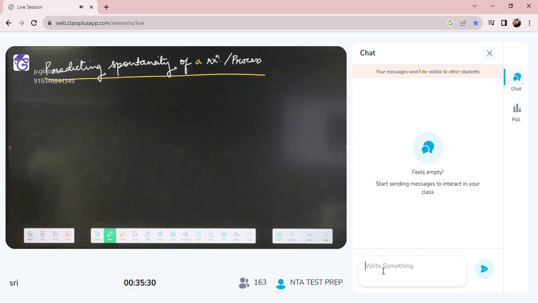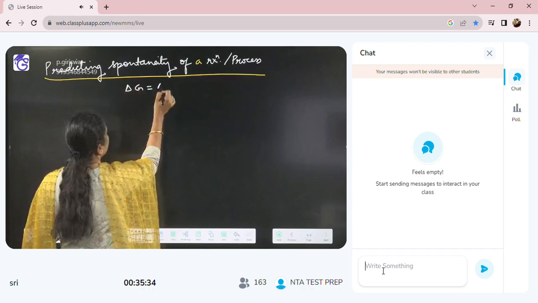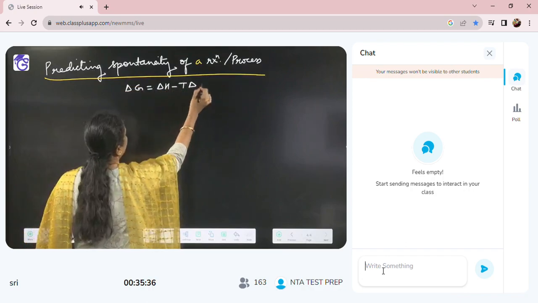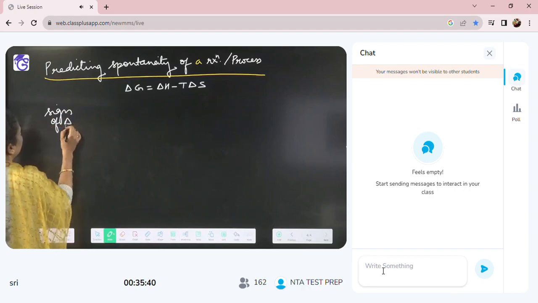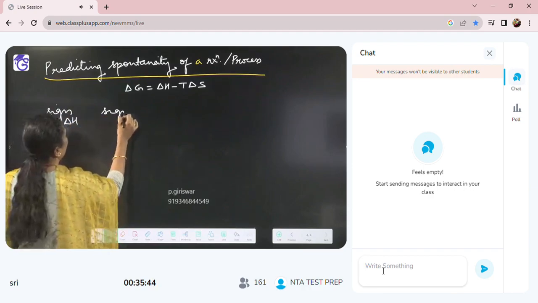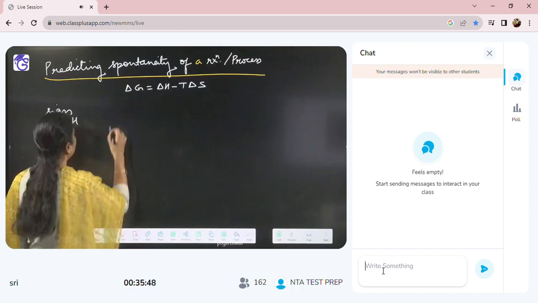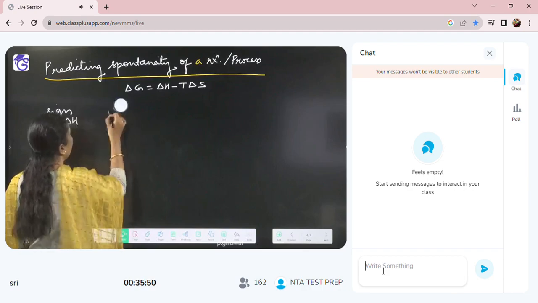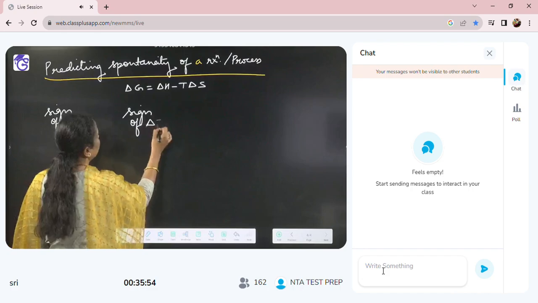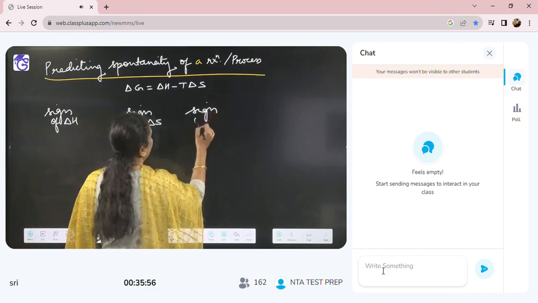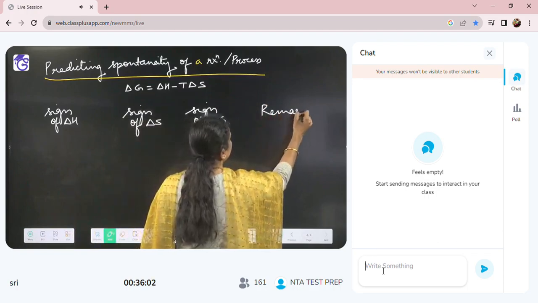Now the thing is, we are going to make a table here, and that table is important. Delta G is equal to delta H minus T delta S. So I'm going to write down here: sign of delta H. You make 4 columns, a simple table: sign of delta H, sign of delta S, sign of delta G, and the remarks or conclusion.